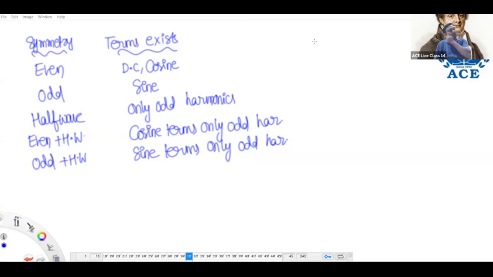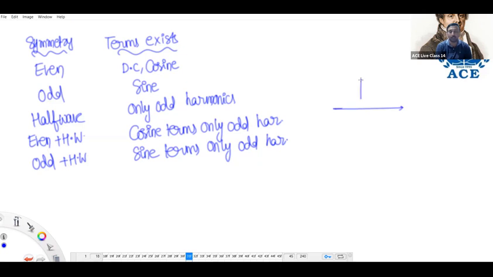This is the conclusion every fellow has to remember. Even periodic signal means which terms are possible? DC and cosine. Odd periodic function means only sine. Half wave means only odd harmonics. Even plus half wave, cosine terms for odd harmonics. Odd plus half wave, sine terms for odd harmonics.